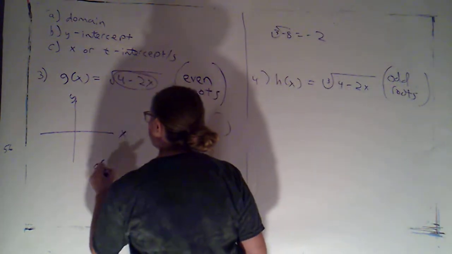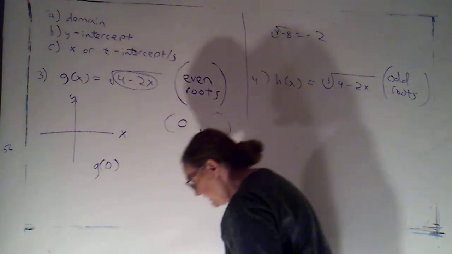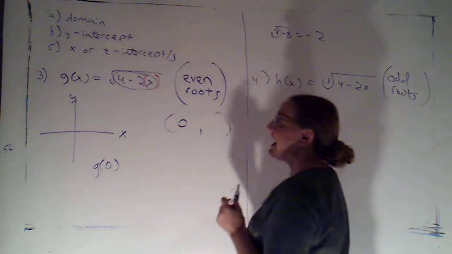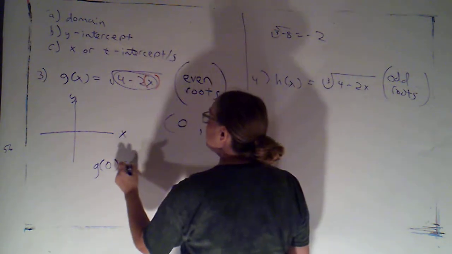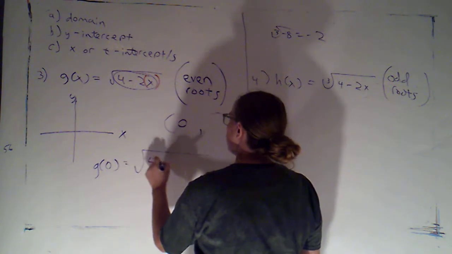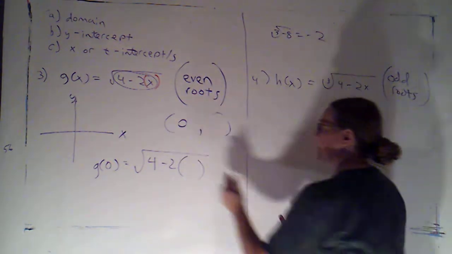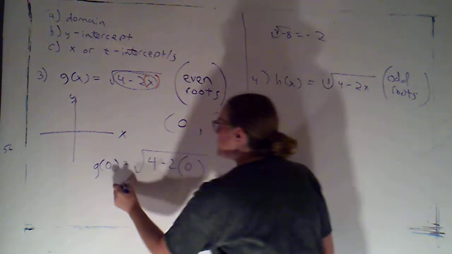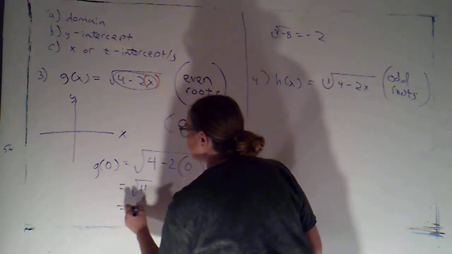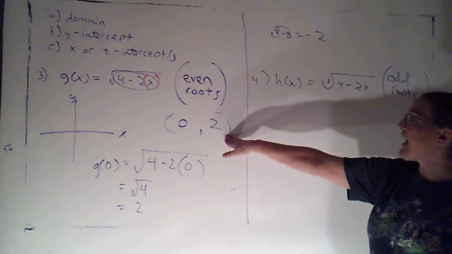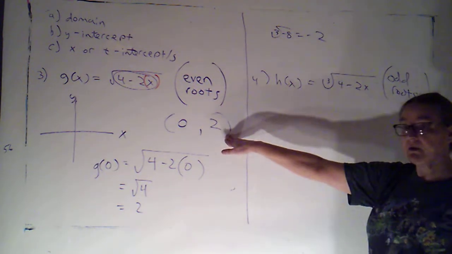So here I want to calculate g of 0. If I like, I can put parentheses around my x. That's just a placeholder for my input. So we're going to have the square root of 4 minus 2 times, in that input position, I'm going to put a 0. So that becomes the square root of 4, which is 2. So the y-intercept here is (0, 2).